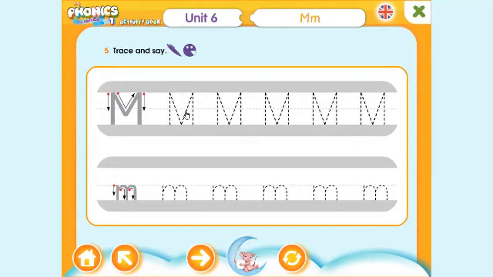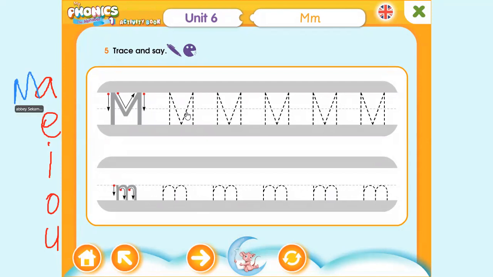Again, like I said last time, if you put it with A, E, I, O, and U, this will be ma, me, mi, mo, mu, right? It is straightforward, pretty simple.